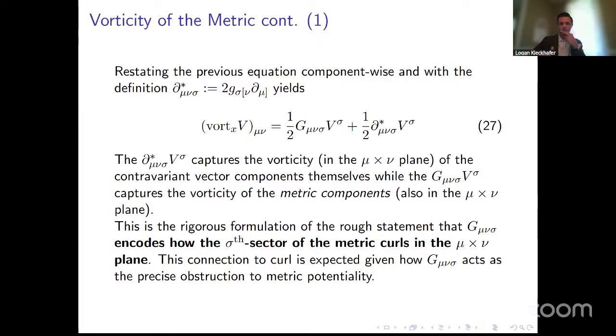In that way, capital G encodes how the sigma sector of the metric curls in the mu nu plane, which directly connects to why G appears as an obstruction to the metric being generated by a potential. It is this notion of the metric curling.